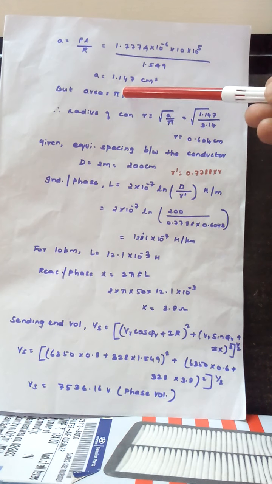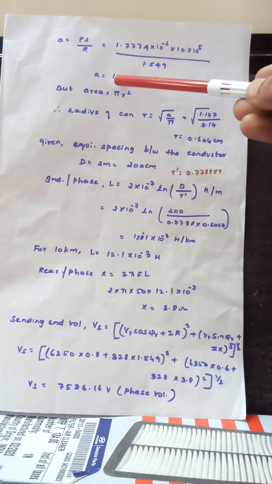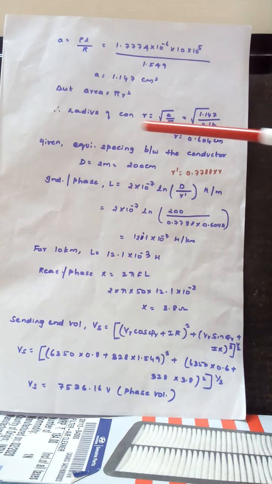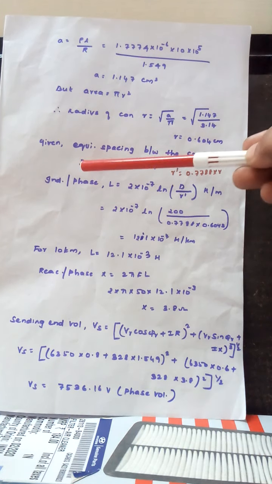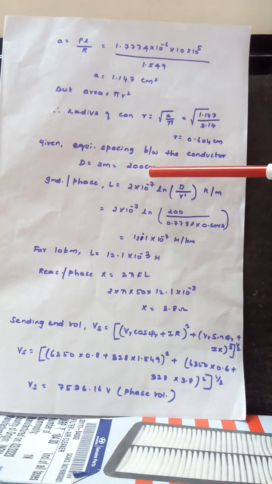From this area, we know the area of the conductor is pi R square, so we find the radius R. R equals root of A by pi, where A is 1.147 divided by pi value 3.14. So we are getting the R value as 0.604 centimeter. Now one more condition they have given is the equilateral spacing between the conductors. So D equals 2 meter, which we convert into centimeter, so 200 centimeter.